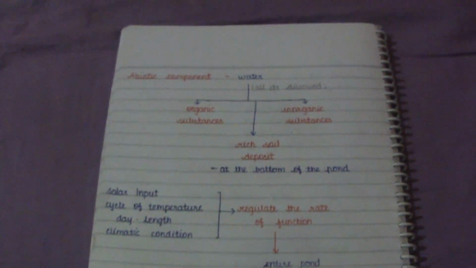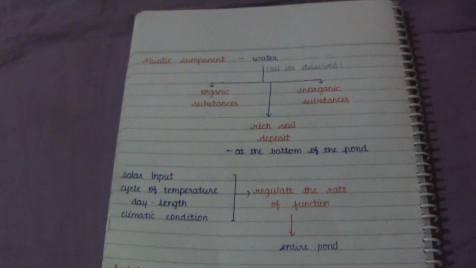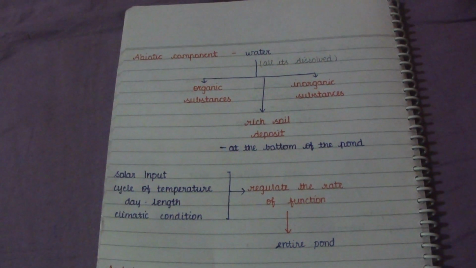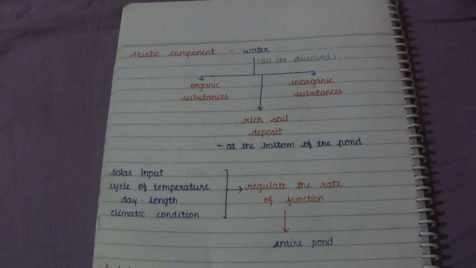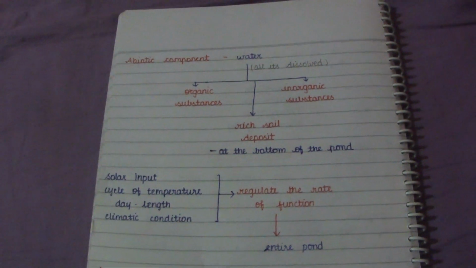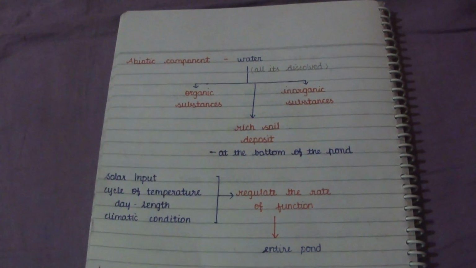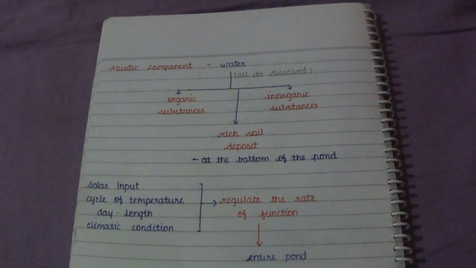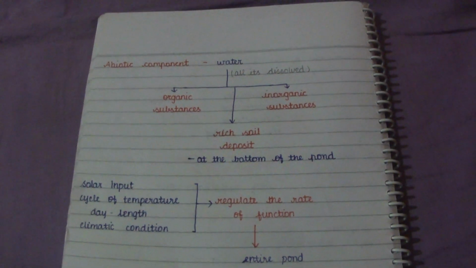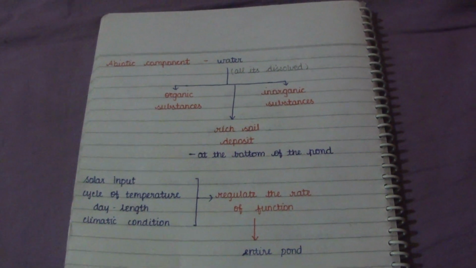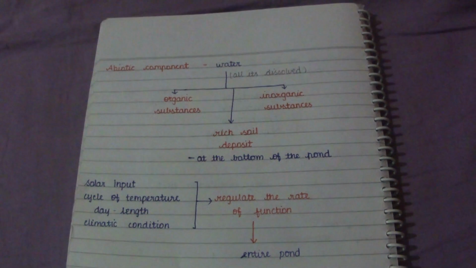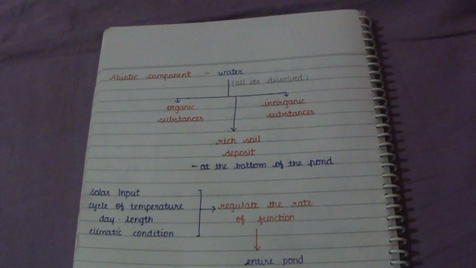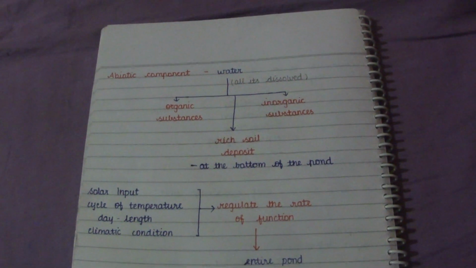Taking the abiotic components, the abiotic component in the pond is water. It consists of dissolved inorganic and organic substances, and there are rich soil deposits at the bottom. So organic substances will be there, inorganic substances also, and the rich soil deposits at the very bottom of the pond. This is the abiotic component.